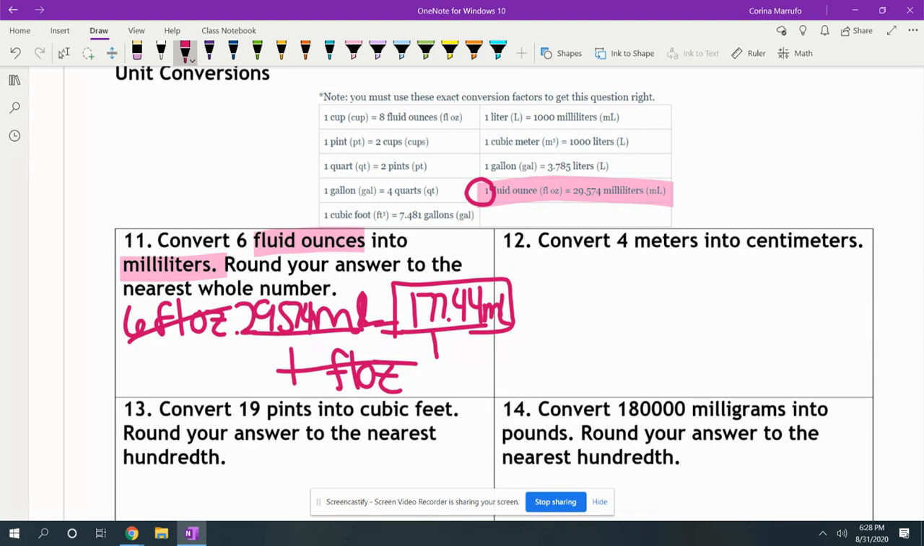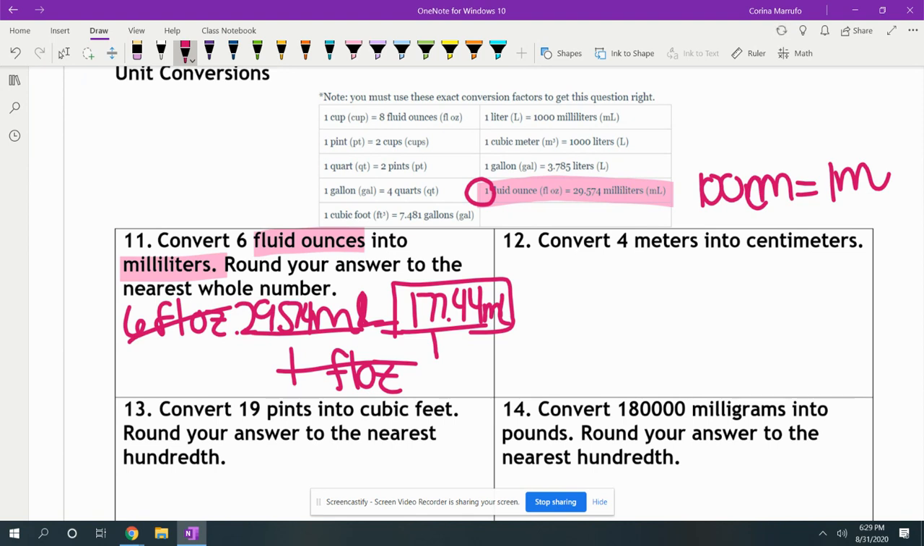All right. The next one says convert 4 meters into centimeters. So we're going to go ahead and take a look. Where do we have meters? Oh, I knew this was going to happen. The meters into centimeters, there's no conversion chart for us. But I'm just going to give it to you guys: 100 centimeters equals 1 meter.